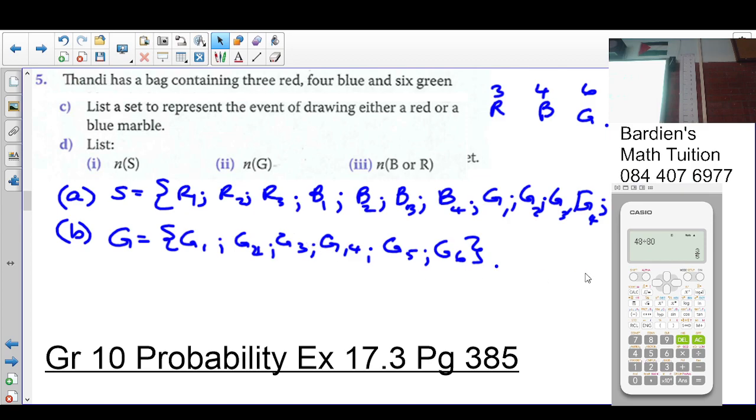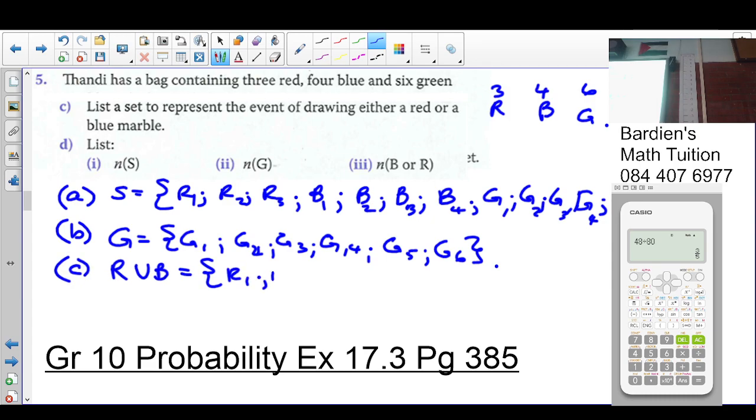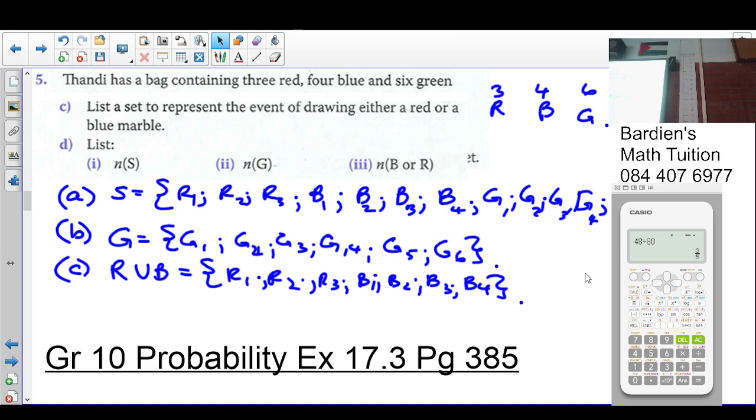List is set to represent the drawing of either a red or blue marble. Red or blue, so it's a red union blue. So it's going to be R1, R2, R3, B1, B2, B3, B4. Do you guys understand? Is there any confusion at this point?